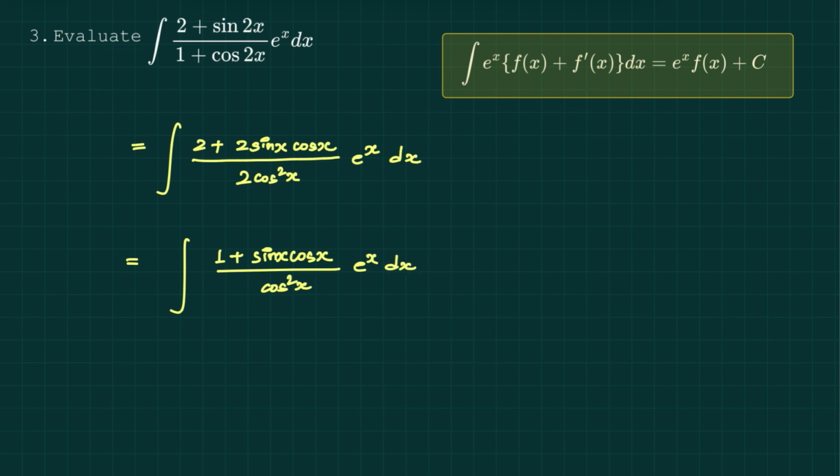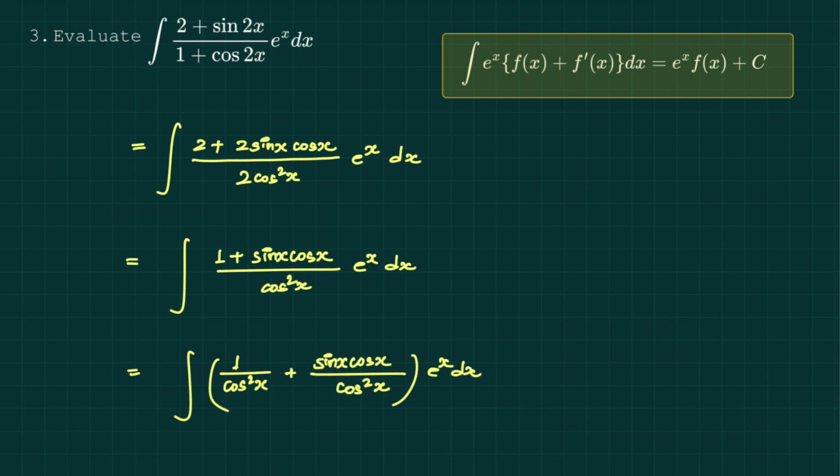Now let us separate the denominator, then we will have 1 by cos square x plus sin x cos x by cos square x, into e to the power x dx. So it equals the integration of, let us write e to the power x at first, 1 by cos square x is sec square x, plus here cos x and this cos square x got cancelled, so sine over cos is again tan x.